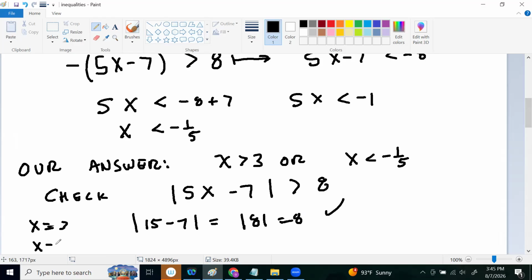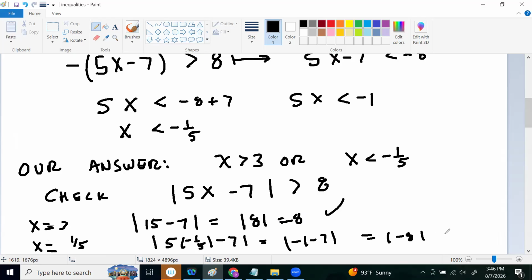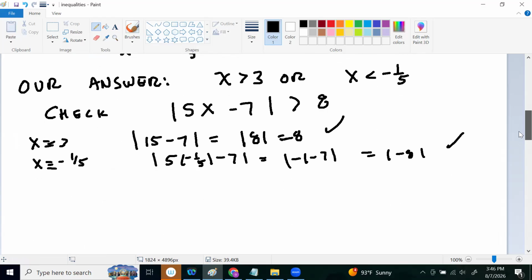We check x is negative 1/5. We get 5 times negative a fifth minus 7 is negative 1 minus 7, absolute value of negative 8. And in fact, that's equal to 8. So that checks too. So we did it right. Now let's do one more. It's a little bit trickier.